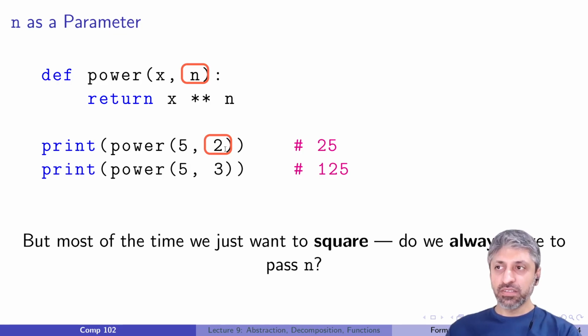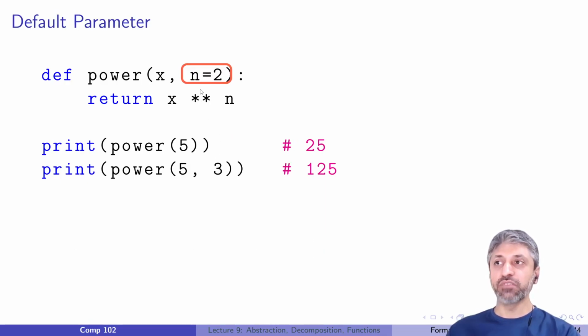So in this case, even though we are computing square the majority of the time, we have to pass 2 every single time. So is there a better solution? Yes, and that's called default parameters. Default parameters look something like this.